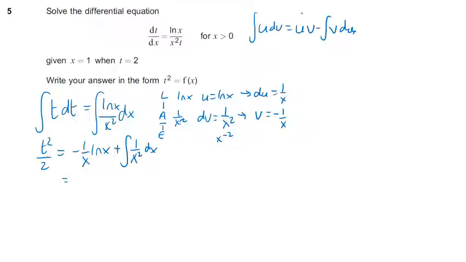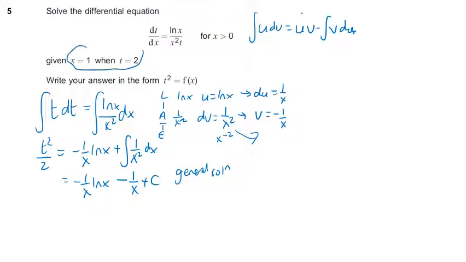And then I just need to do this second integral. So it's integrating 1 over x squared, but I've already done that before. I know that's minus 1 over x. And then because it's indefinite, I need to put a plus c on there.